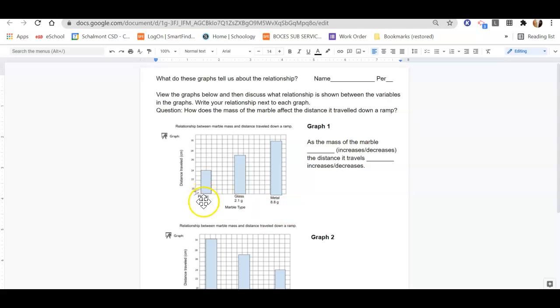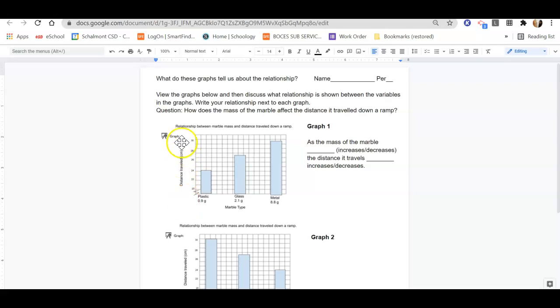So if you notice, it goes plastic, glass, metal, and then underneath I have the masses that I came up with, 0.9, 2.1, 8.8, and then I have listed here the independent variable. We had discussed before that mass should be the independent variable, and we've slightly changed that to marble type because we are using a bar graph. It does go together, mass and marble type, so that makes sense.